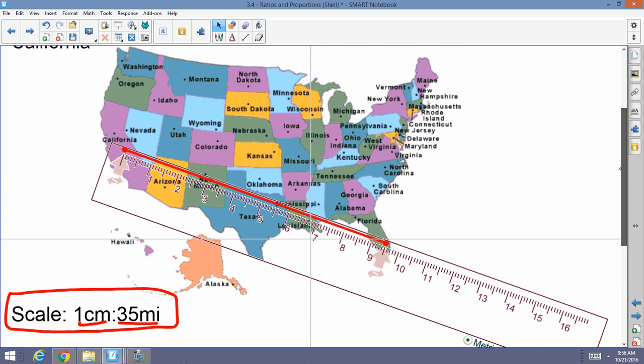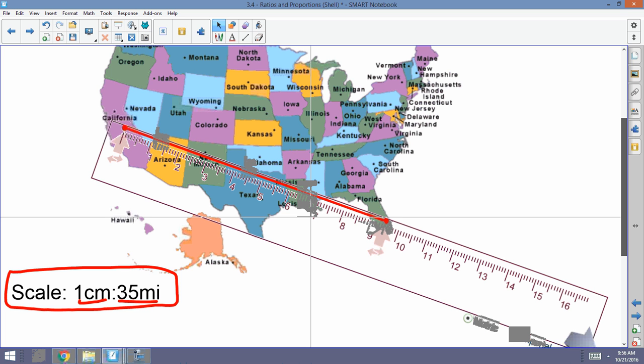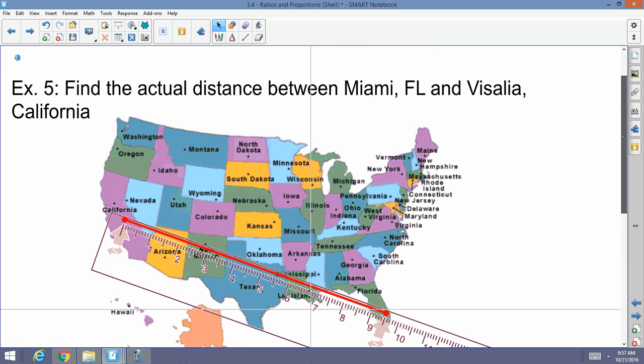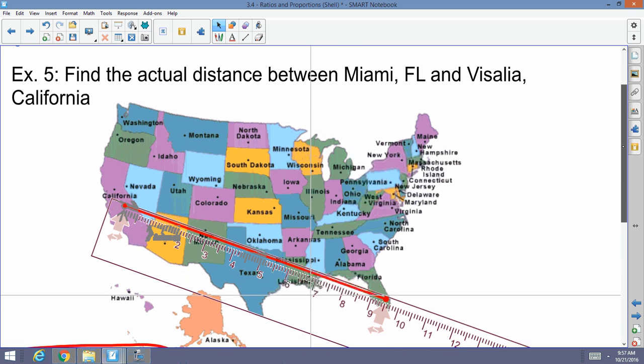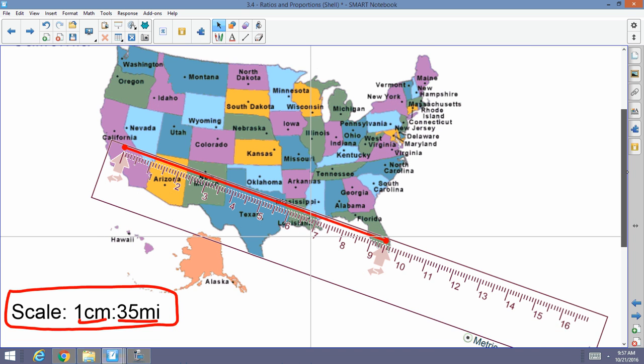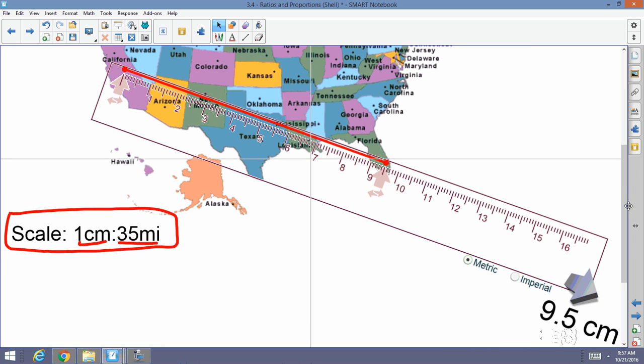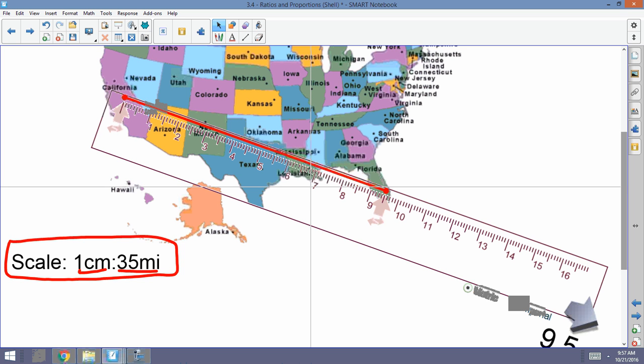So in my actual real metric ruler, I found the distance from, let's say this is Miami, and that's a little bit north of LA. So I'd say maybe like Visalia, California, okay? I want to find the actual distance between Miami, Florida, and Visalia, California. I'm not even going to answer that. I'm going to set up a proportion. I'm not trying to be rude, but I want you to see the power of proportion.